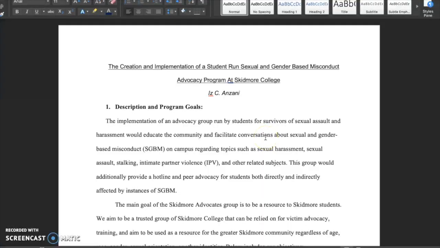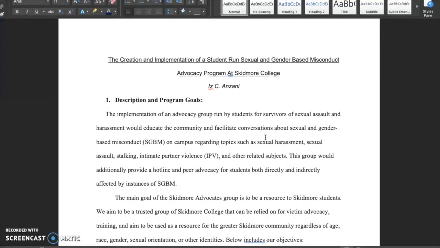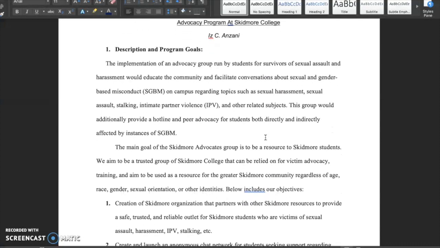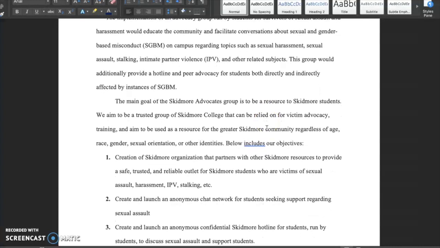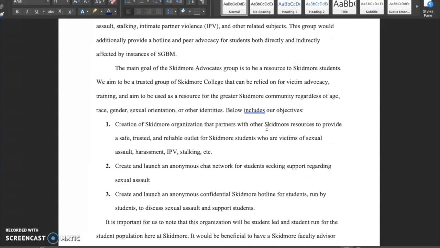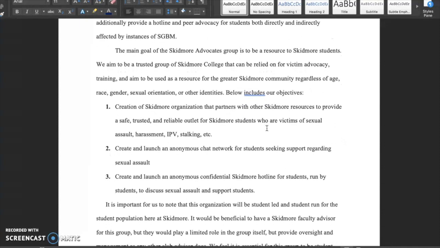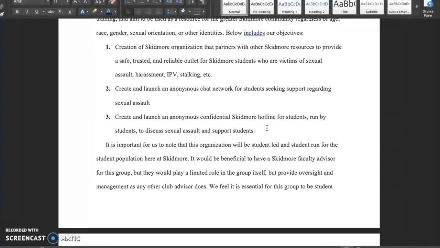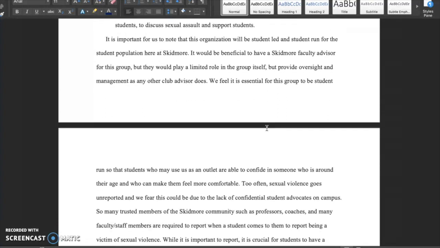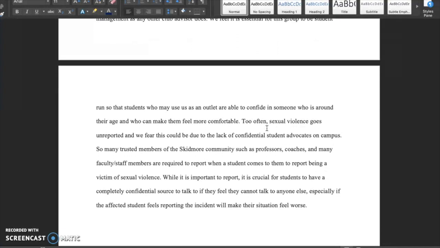The first step in writing up a proposal is writing a description of the proposed program and the program's goals. I got the information for this from the project proposal that Sammy and I wrote for Kelly. So this is a copy of my description and program goals for my project. The description is that this group would facilitate conversations about SGBM on campus, and that they would also provide advocacy and a hotline for students both indirectly and directly affected by instances of SGBM. I then included 3 basic goals and then added a little bit of a conclusion down here.